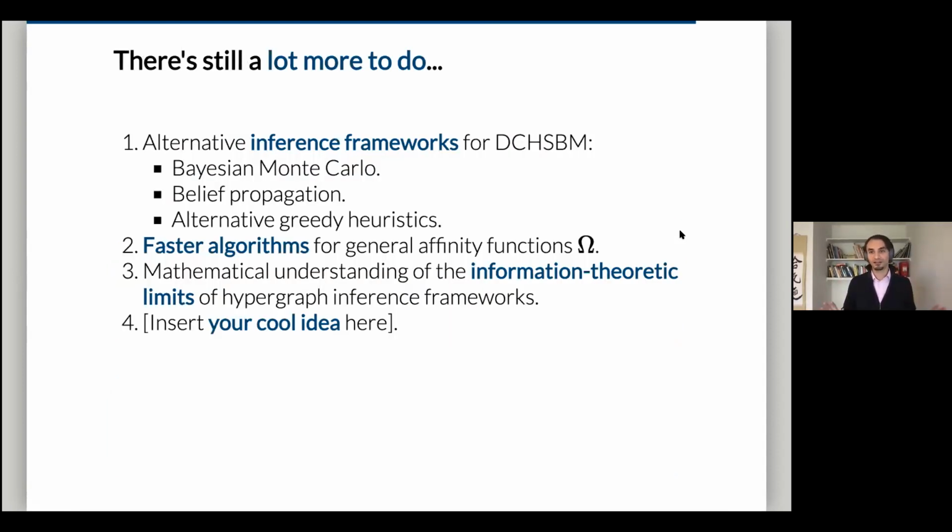There's still a ton to do here, and I really think that this is the first chapter, or maybe not the first chapter, it's the third or fourth chapter of a long story that has many more chapters, and maybe some of you will write them. So there are alternative inference frameworks for the generative model that we proposed, like Bayesian Monte Carlo, like belief propagation, or even other greedy heuristics. There might be faster algorithms for general affinity functions. Our algorithms can work for more general affinity functions, but they're fast specifically for the all or nothing variant. There is definitely room to improve there.